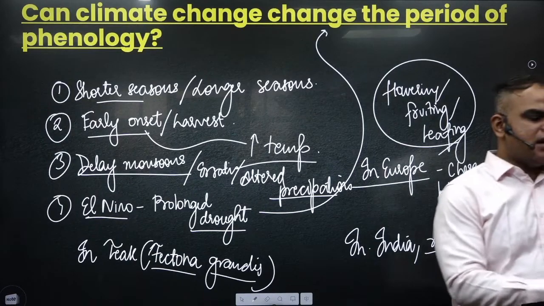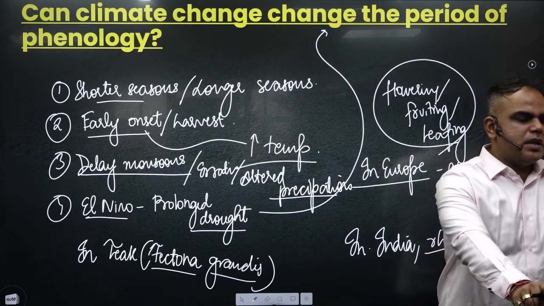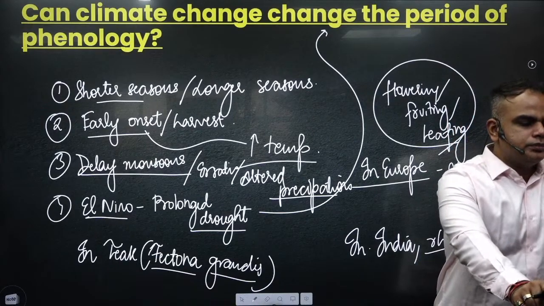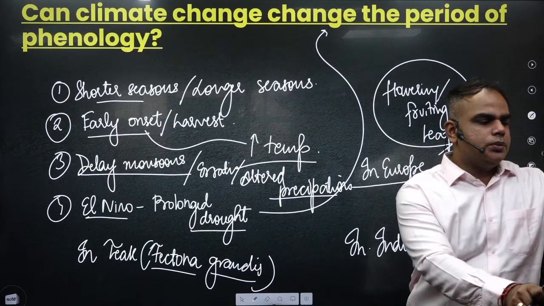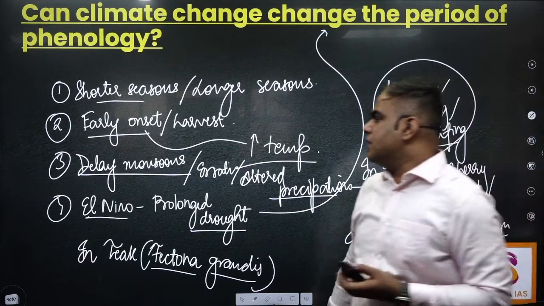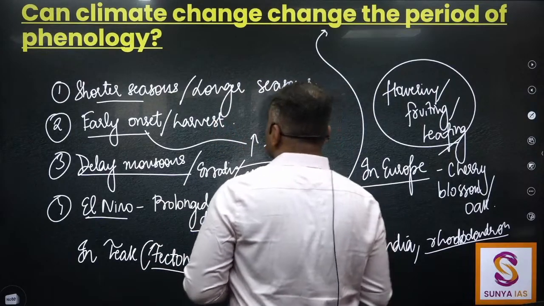Okay, and one more point, or one last point we can also write. Flowering of mango. Even the flowering of mango, this is also one extra example that we can write.